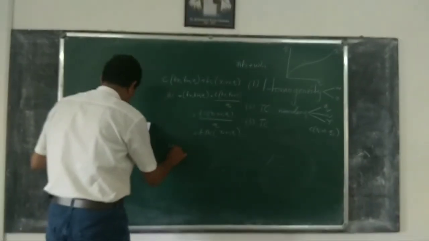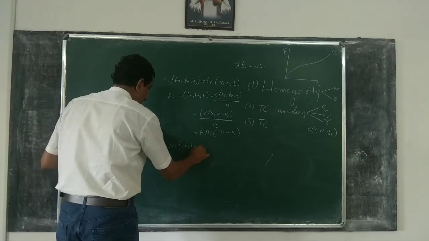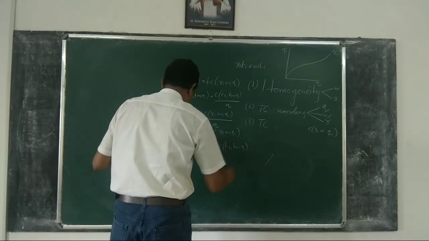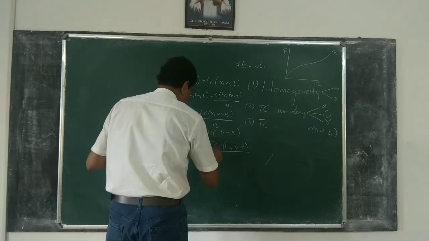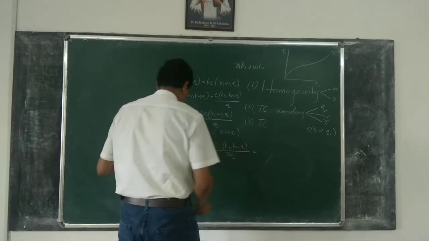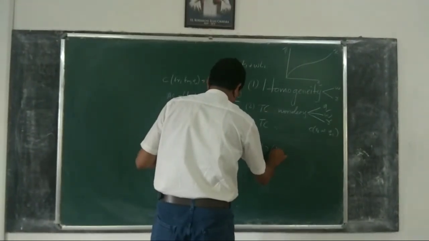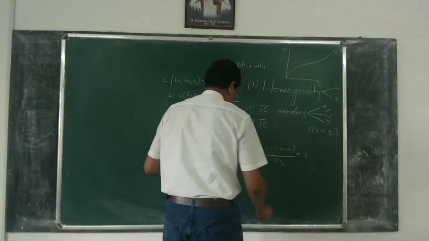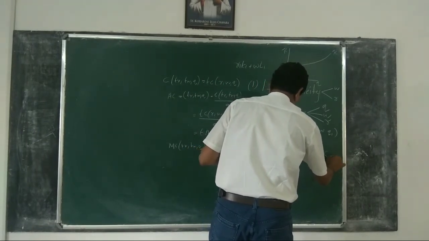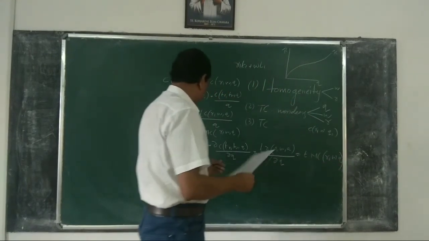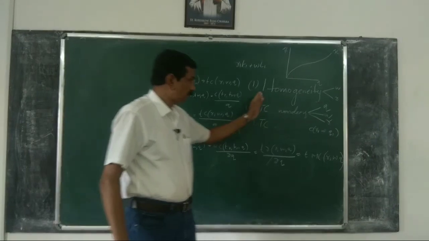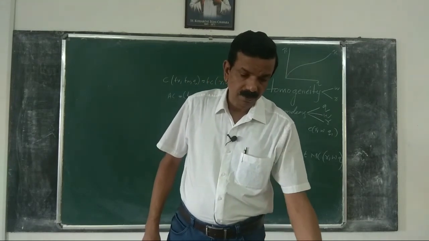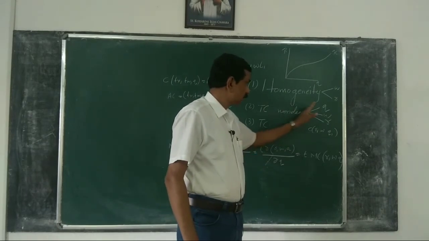MC(tR, tW, Q) is equal to the partial derivative of C(tR, tW, Q) with respect to Q, which is t times the partial derivative of C(R, W, Q) with respect to Q, which is t times MC(R, W, Q). So marginal cost is also homogeneous of degree 1 in W and R. So the first property of total cost functions is transferred to MC and AC.